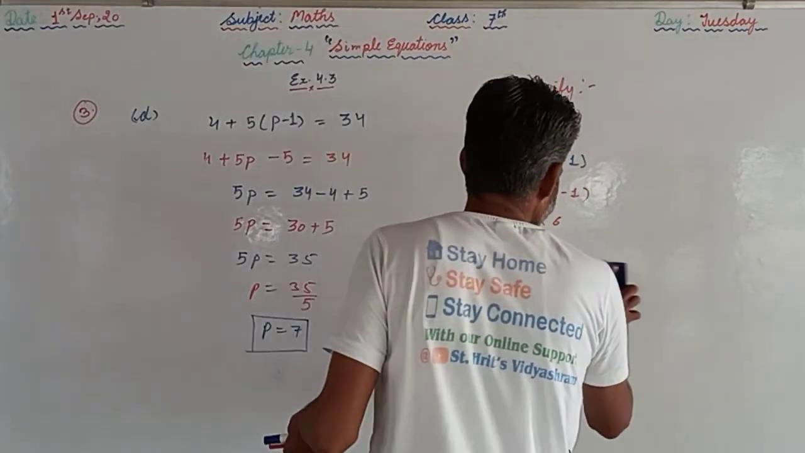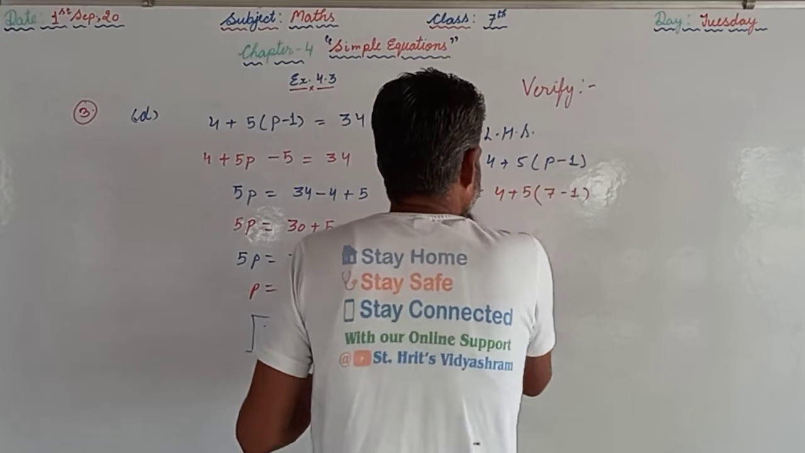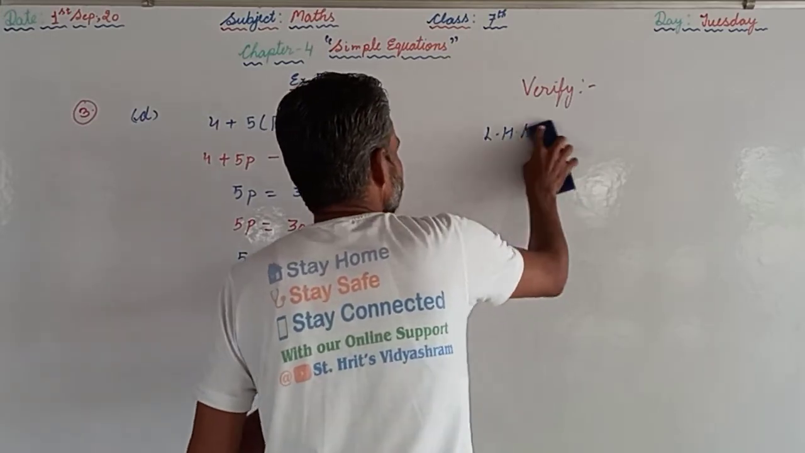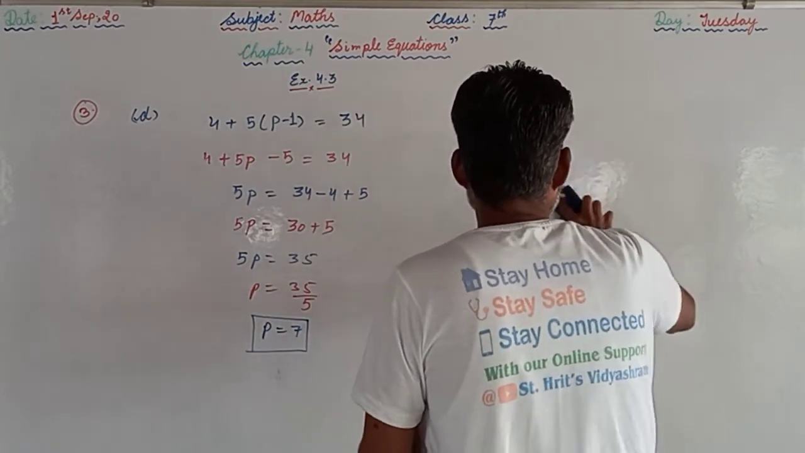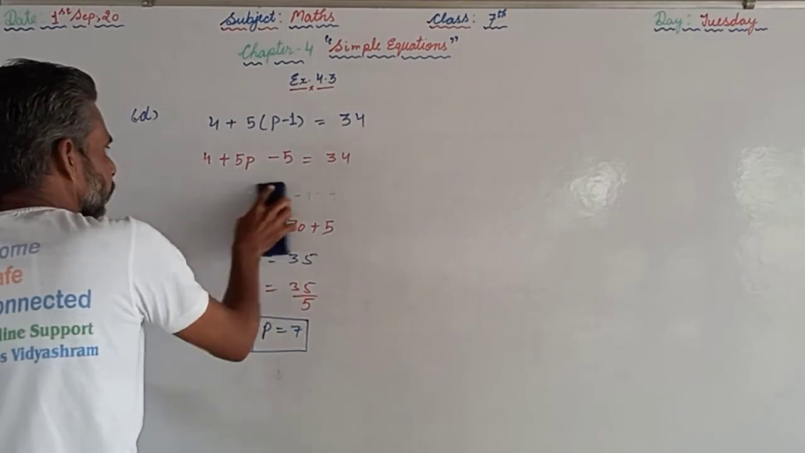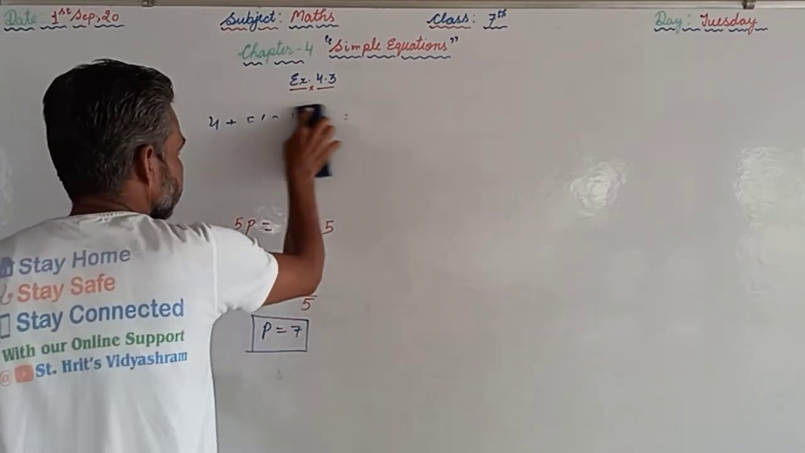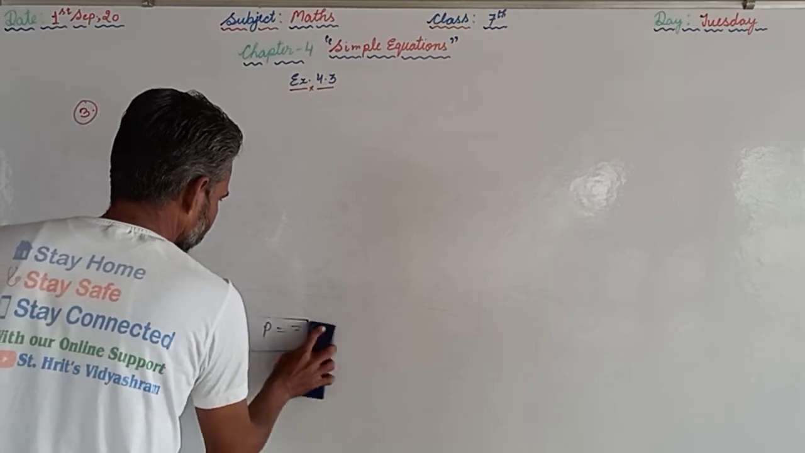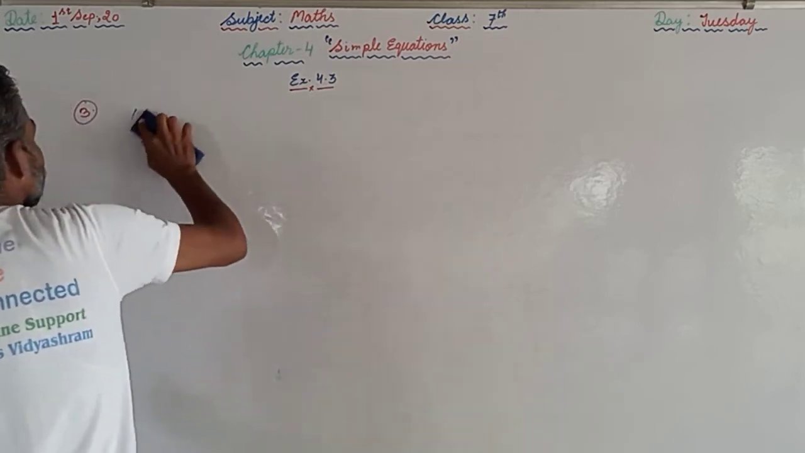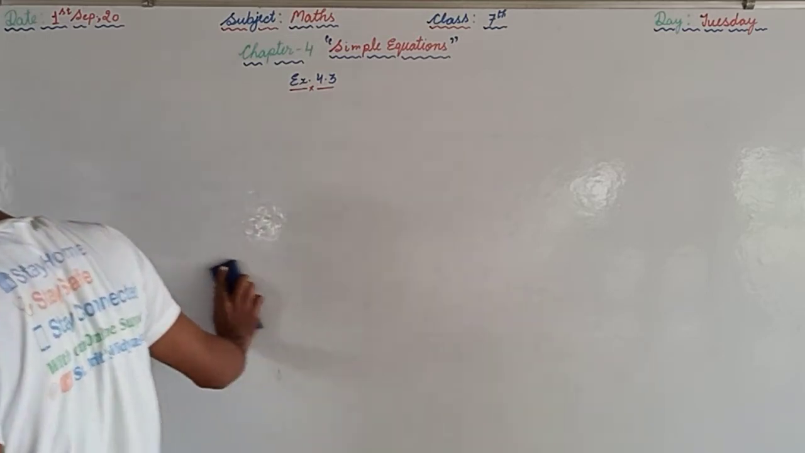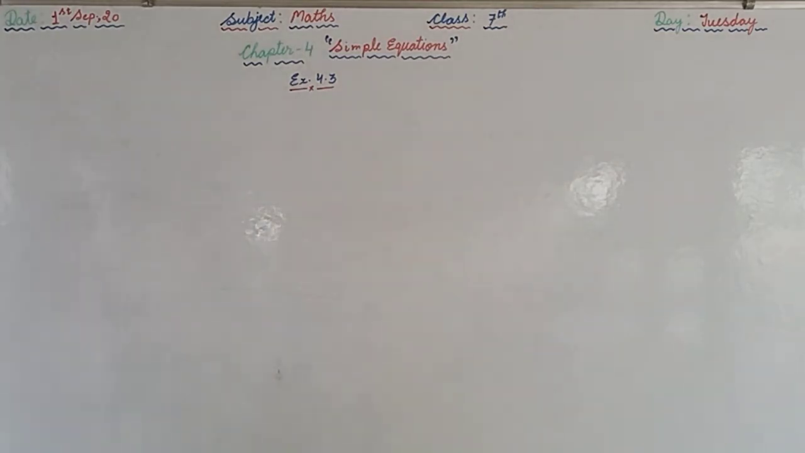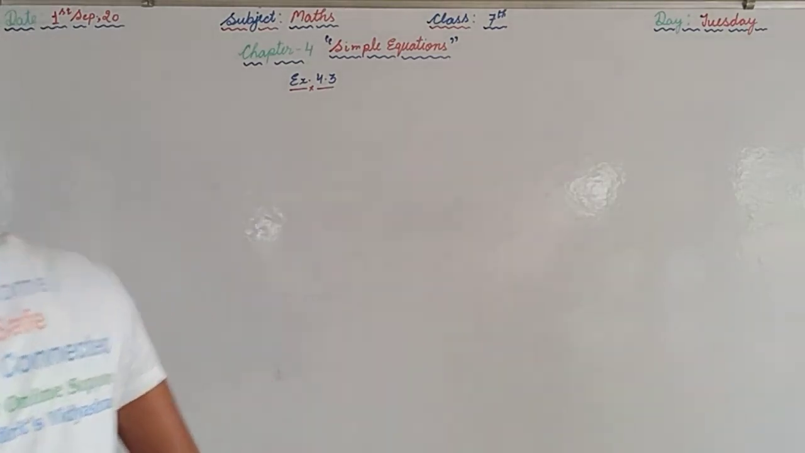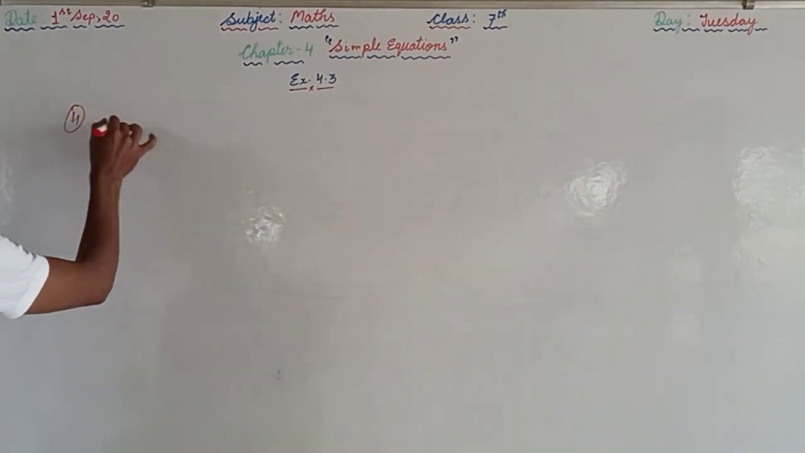Now we will proceed to the next question. The next question is question number 4, and the first part is construct 3 equations starting with x is equal to 2. We are discussing part A.